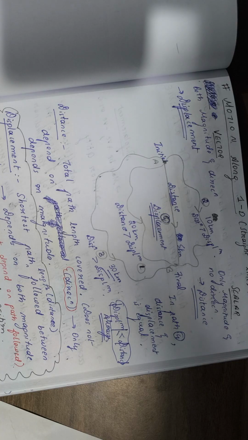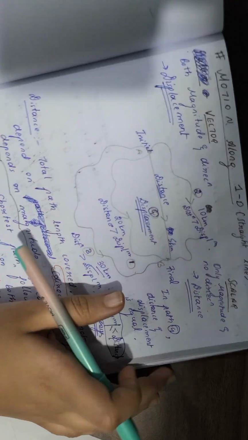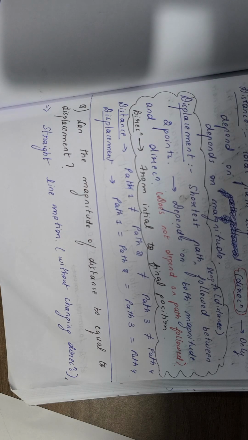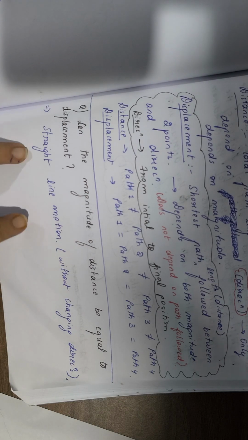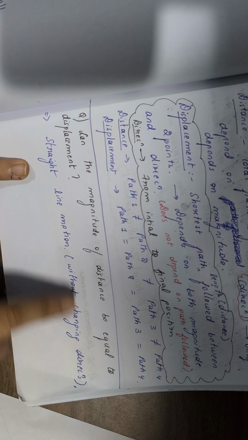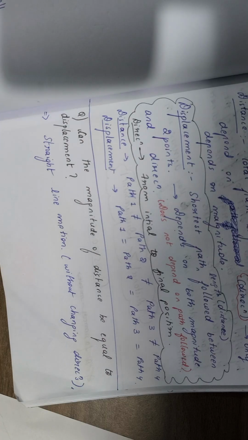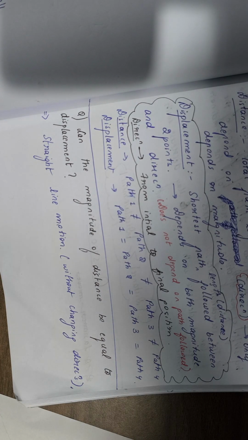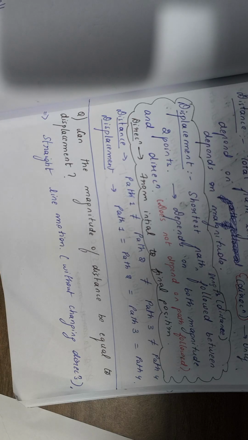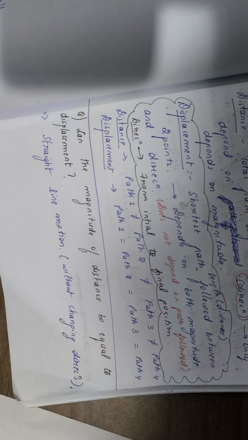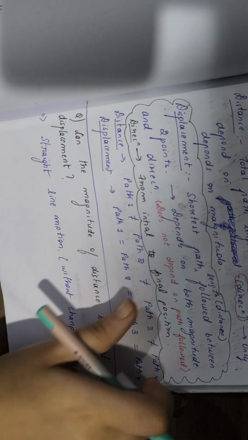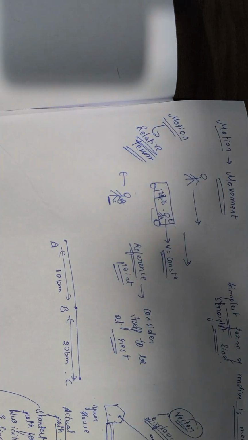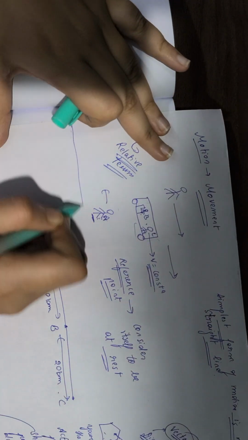Now the question here is, can the magnitude of distance be equal to displacement? Yes, only in straight line motion, without changing direction. If the direction is not changing, then only the magnitude of distance is equal to the displacement. Without changing direction, this is important. Now one more question arises. I'm writing here.